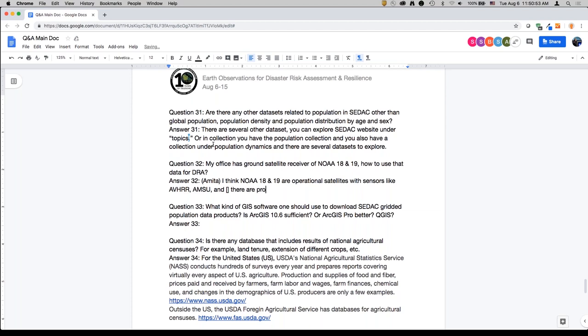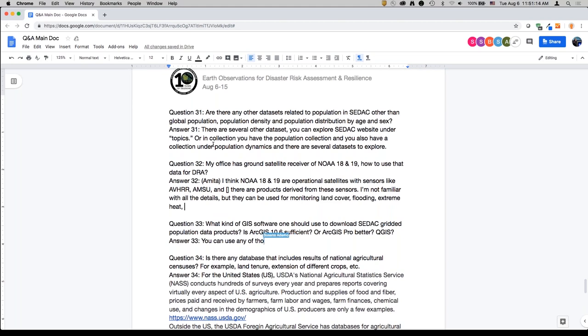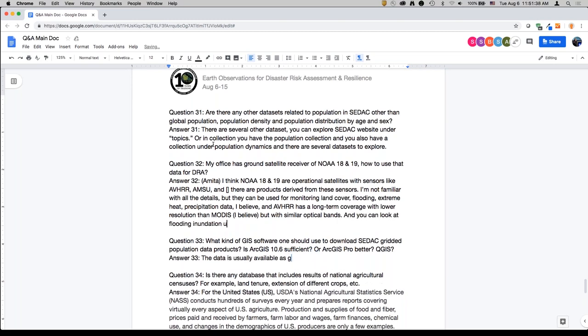I'm not familiar with all the details, but I think they can be used for monitoring, say, land cover and flooding. You can have precipitation from that. You can have temperature from that. So extreme heat can be addressed from HIRS and MSU data. AVHRR has a long-term coverage. It has lower resolution than MODIS, I believe, but has similar optical bands. So you can look at inundation or flooding using that. These are my approximate answers because I don't work with NOAA 18 and 19, but this is based on what I know.